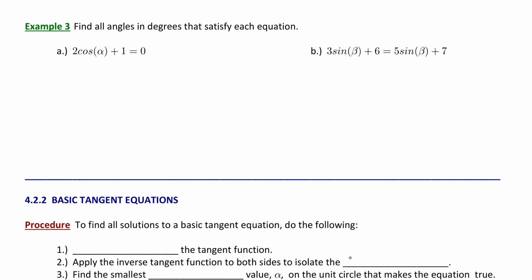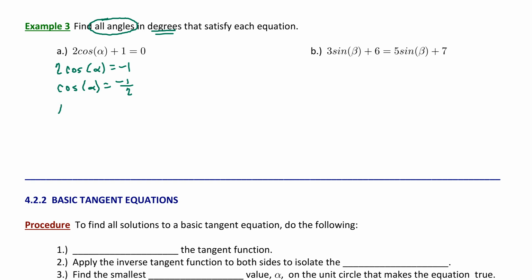So let's try example 3, which requires a little bit more work up front. Notice the instructions here is to find all solutions, and guess what? We get to work in degrees. Yay, that's always good news. So the first thing we want to do is isolate our trigonometric function. So I'm going to begin by subtracting 1 from both sides. Then we can isolate cosine of alpha by dividing both sides by 2. And we're back down to a basic cosine equation.